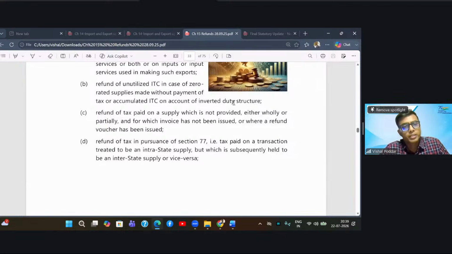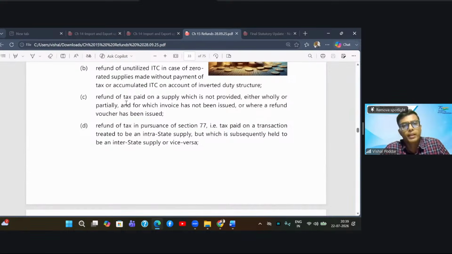So again, in this case, since on your outward supply itself you have not charged the tax, you are claiming refund of your accumulated ITC. Refund will be given to you because ITC is the tax which you have paid from your pocket.